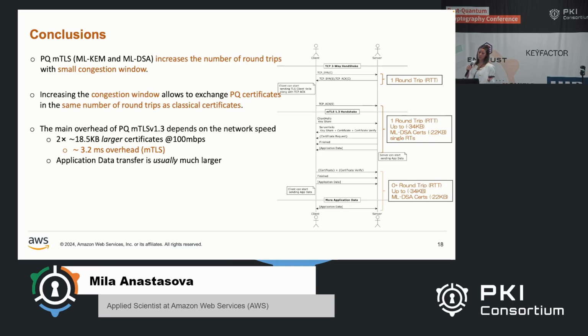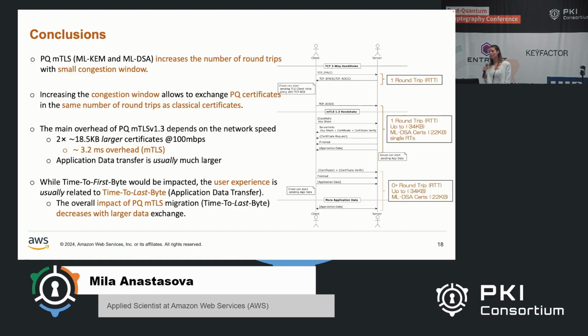As an example, around 18 kilobytes of larger post-quantum certificates at 100 megabits per second are going to introduce around 1.6 milliseconds of overhead. Of course, for the mTLS scenario, this overhead is doubled, resulting in around 3.2 milliseconds of overhead. It is important to also say here that application data is usually much larger.